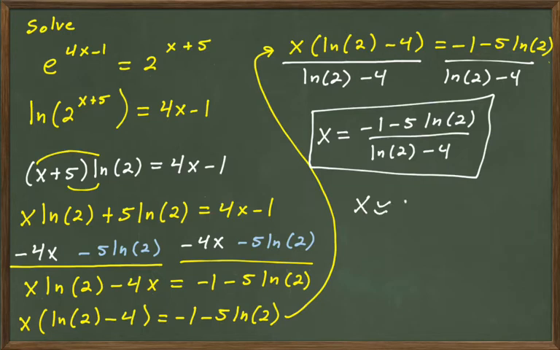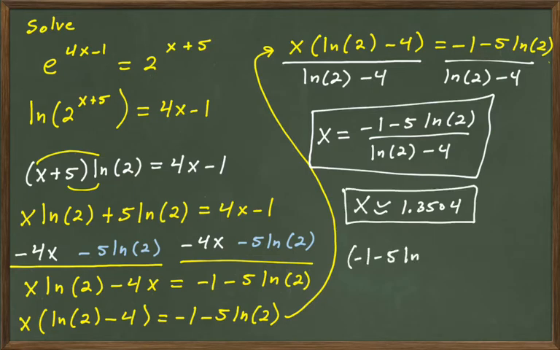If we punch this into our calculators, but not too hard, we're going to get 1.3504 if we round to 4 decimal places. If you're going to put this into a TI-30X IIS or something similar to that, you're going to need parentheses around the numerator, negative 1 minus 5, and then when you hit the natural log button, the ln button, you're going to get another parentheses. Put the 2 in, close the parentheses for the numerator. Then for the denominator, you'll need a parentheses, natural log of 2 minus 4, and then close your parentheses.